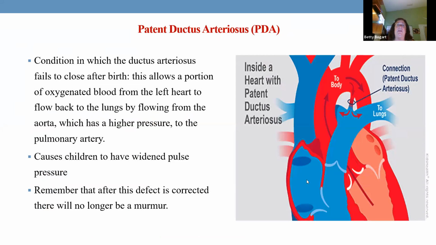That patent ductus arteriosus, we've talked about it a little bit. Here's a nice picture of it. We can see it connects the aorta to the pulmonary artery. And we do leave that open for many conditions that need it. And what we hear is this big murmur that goes on with these children. These children, there's a couple things that you will see. You'll hear that murmur going on. You also are going to see their blood pressure is what we call a wide pulse pressure.